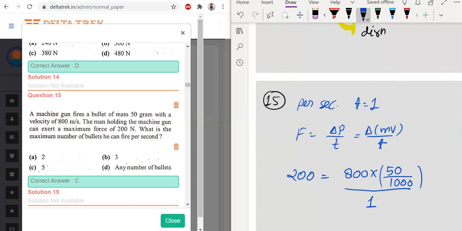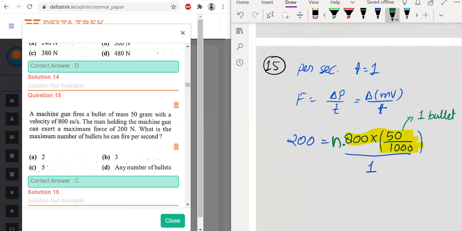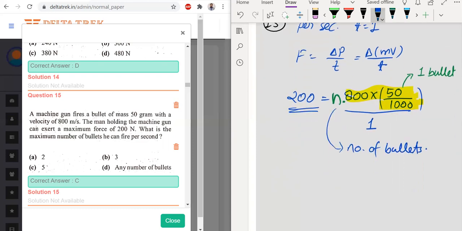This will define how many bullets are there. So this is for one bullet. I'll make it like highlight. This is for one bullet, and we need to find how many bullets. So we need to multiply by n, the number of bullets. So n का meaning क्या है? n का meaning है number of bullets. So these many bullets will apply a force of 200. ये हमें discuss करना है.